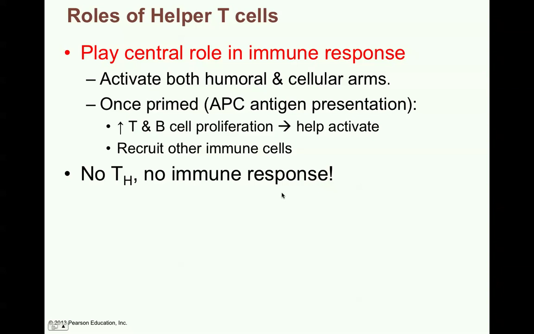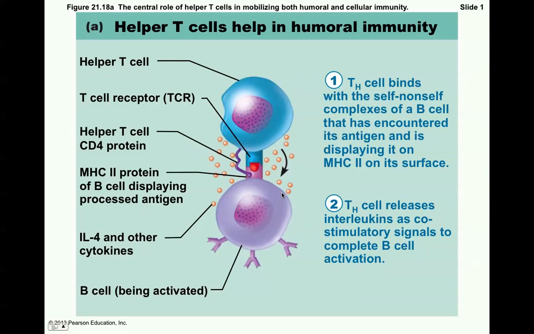They have a lack of an immune system. So this is showing helper T cells helping in humoral immunity. The helper T cell binds with the self-non-self complex of a B cell that has encountered its antigen and is displaying it on the MHC2 on its surface.